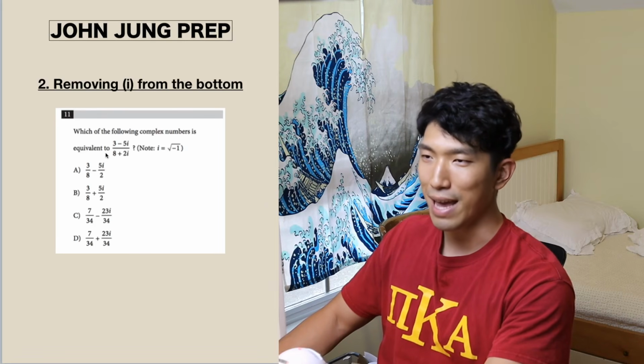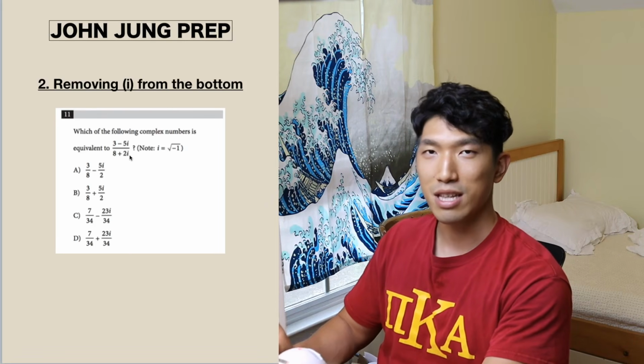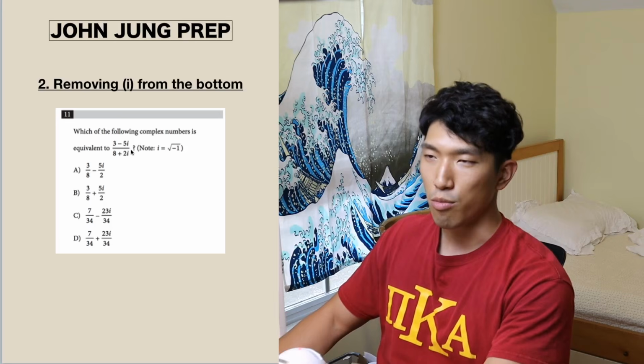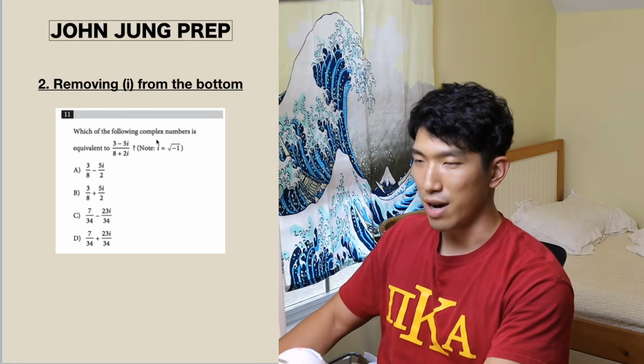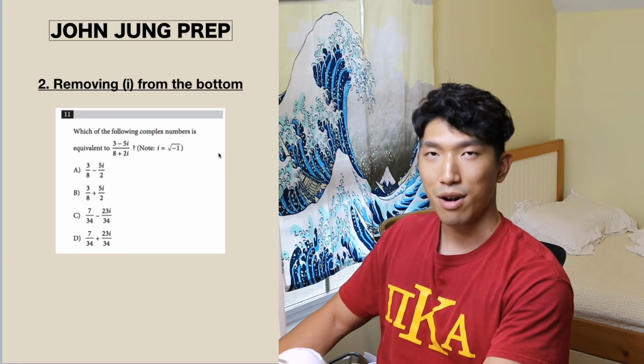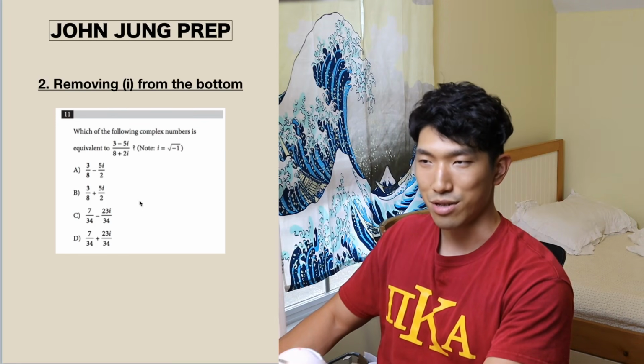The conjugate of 8 plus 2i is 8 minus 2i. You just flip the sign in the middle and keep all the numbers the same. You multiply by (8 minus 2i) over (8 minus 2i). If you do that, it's going to get rid of the i's at the bottom, and you're going to come up with one of these answers, okay?